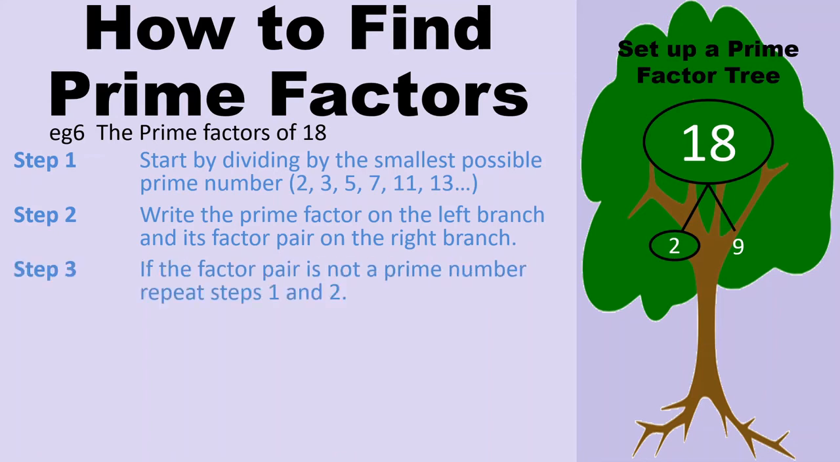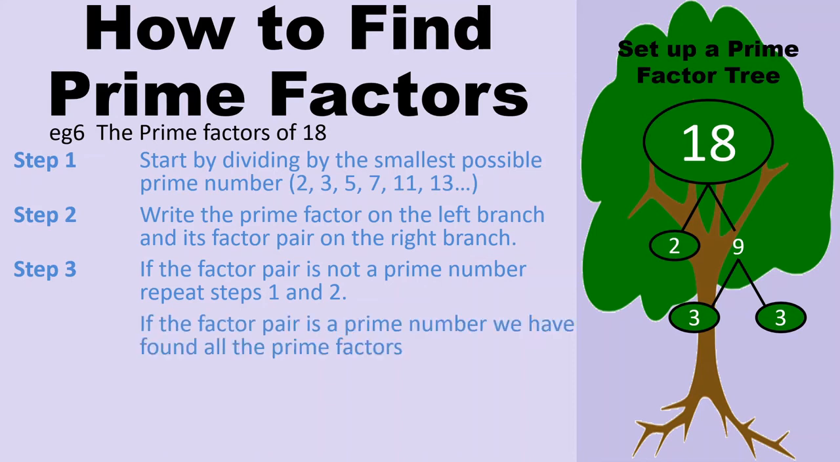In step 3, we look at our factor pair that we just ended up with, which was 9. And if it's not a prime number, we go back and repeat steps 1 and 2. So step 1, divide by the smallest possible prime number. So again, starting with the smallest prime number, which is 2, but 9 does not divide by 2. So we move on to the next smallest prime number, and that's 3. 9 does divide by 3, and 9 divided by 3 is 3. Now our factor pair is a prime number. 3 can't be divided by anything other than 1 and itself. So that means there are no more prime factors of 18.